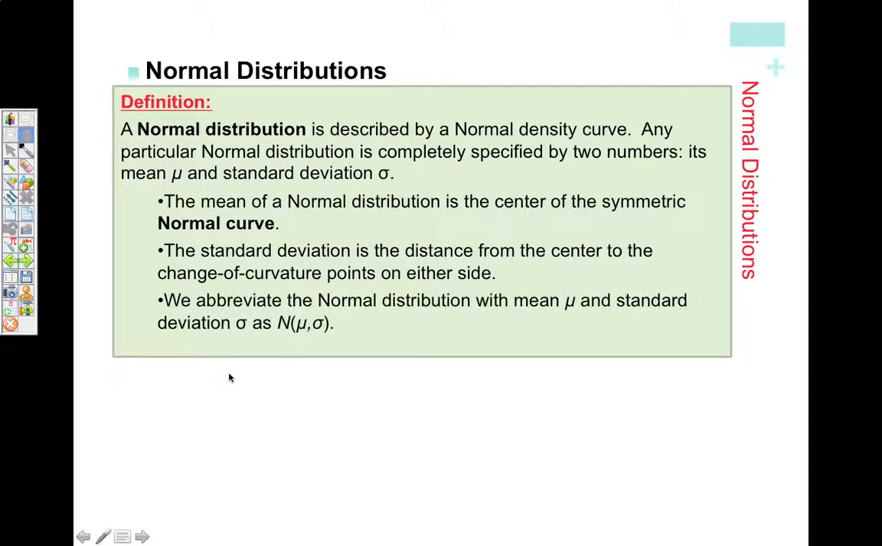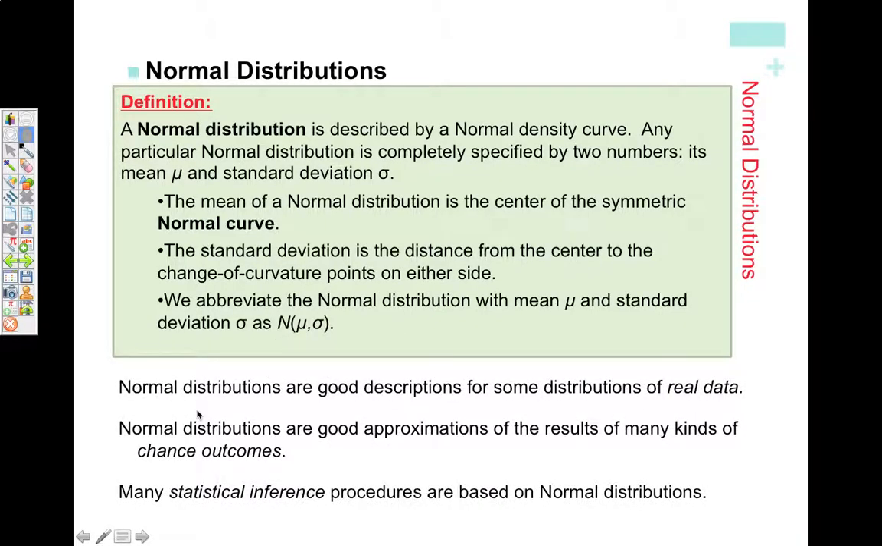The abbreviation we use for a normal distribution is capital N, parentheses, then two numbers: mean, comma, standard deviation. This isn't an ordered pair, but these are the parameters for the normal distribution: mean, standard deviation.